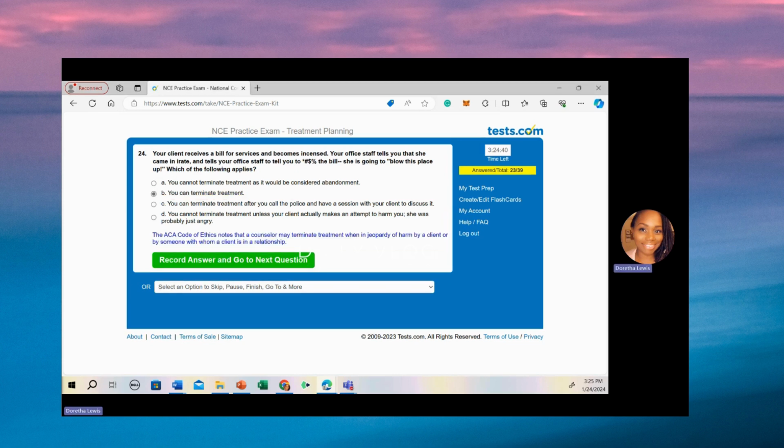B, you could definitely terminate treatment. The ACA Code of Ethics notes that a counselor may terminate treatment when in jeopardy of harm by a client or by someone with whom a client is in a relationship with.